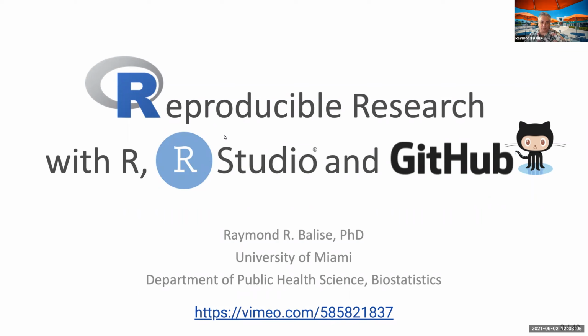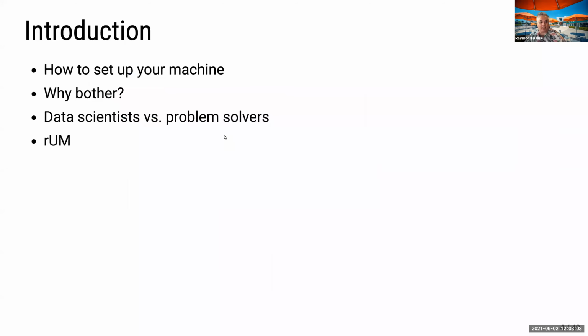In the watch before you arrive part of the talk, I ran through a bunch of things. I gave you an introduction to how to set up a machine to use R. I talked a little bit about why bother with reproducible research workflows. I went over what data scientists are doing now to have fully reproducible workflows versus what problem solvers and researchers can realistically try and accomplish. I also introduced everybody to the RUM package, so R for the University of Miami, or R from your friends at the University of Miami.